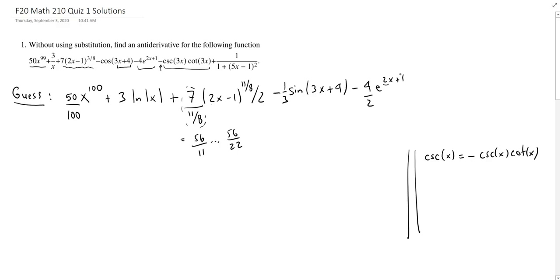Okay, so we'll do plus cosecant, but now there's a 3x, so fine, we'll do it of 3x. And if I took the derivative, I'd have to multiply by a 3, so I better divide by a 3.